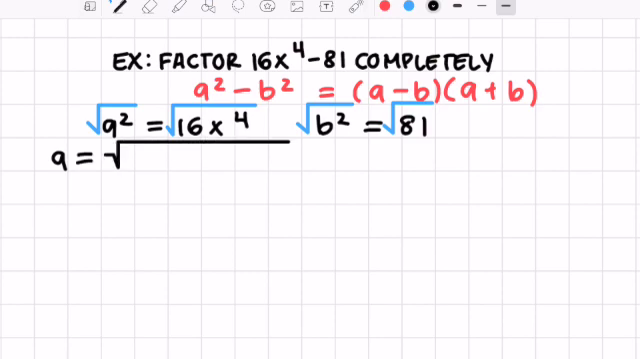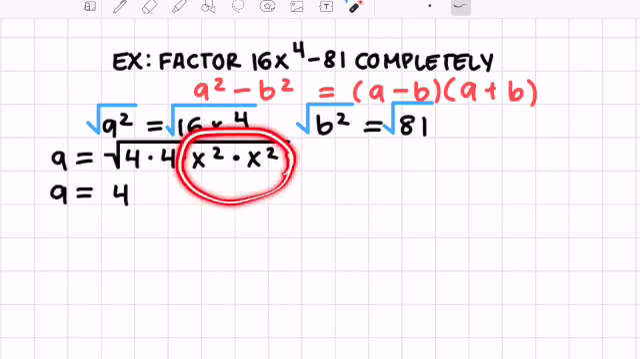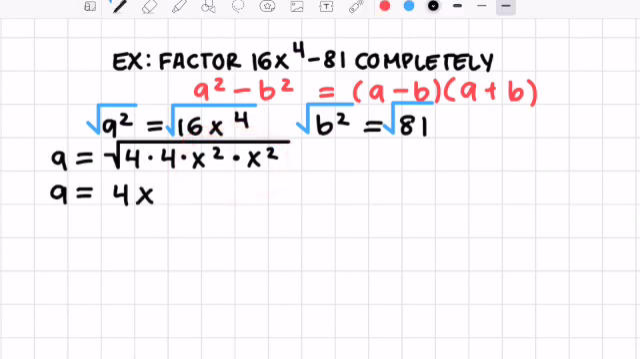With the 16x to the power 4, I can expand it. So that's 4 times x to the power 2 times x to the power of 2, because we know that x to the power 2 times x to the power 2 equals x to the power 4. And so, again, whenever you're square rooting, you have to take out a group of 2's. So I could take out a group of 4's from the square root. I can also take out the group of x to the power 2's from the square root. On the other side, this just becomes b equaling 9.